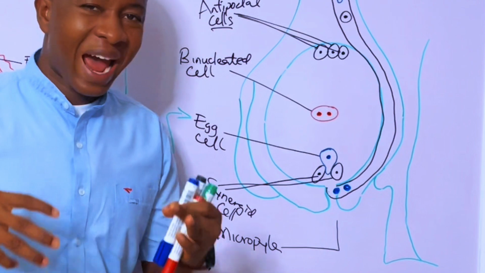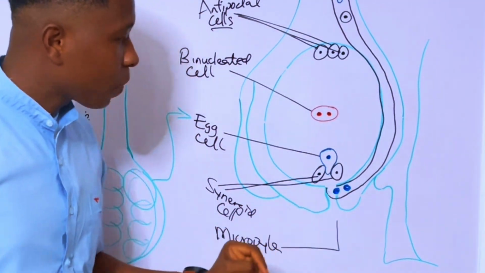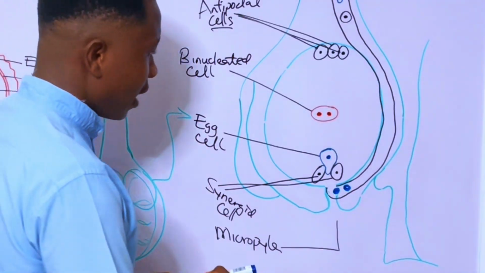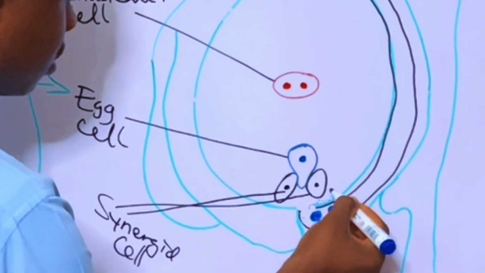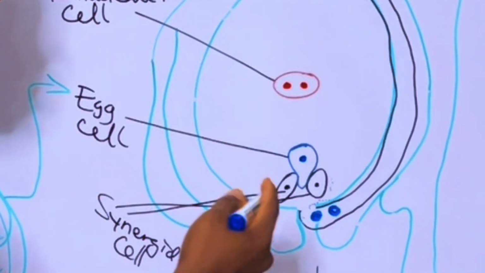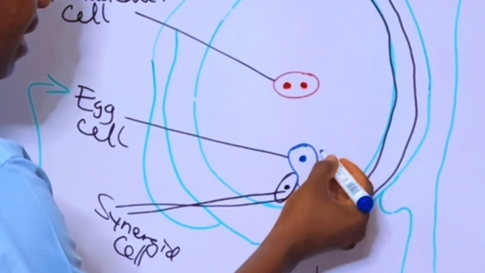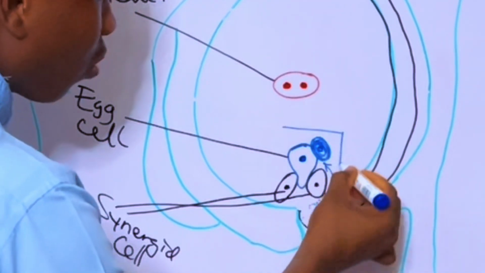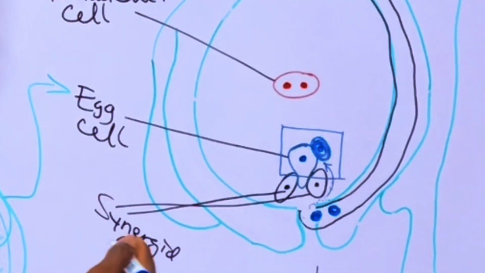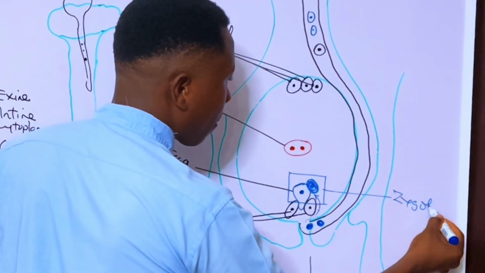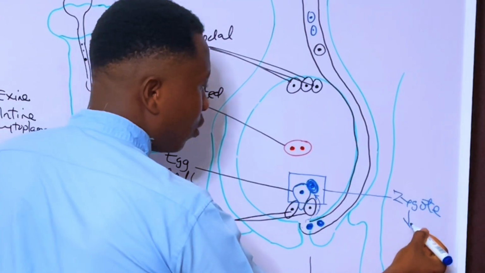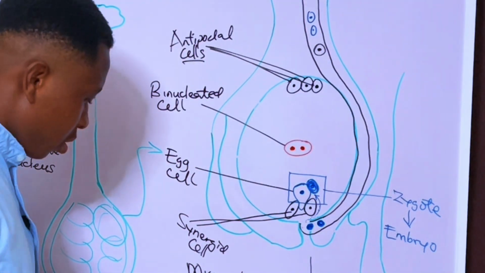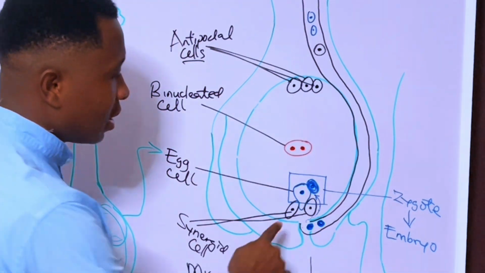Now this is where the whole idea of double fertilization comes in. The first nucleus will fuse to the egg cell. It will enter at this point, and it can pass between the synergid cells and fuse together with the egg. When this fusion occurs, the product formed is called the zygote. The zygote will later differentiate to form what we call the embryo.